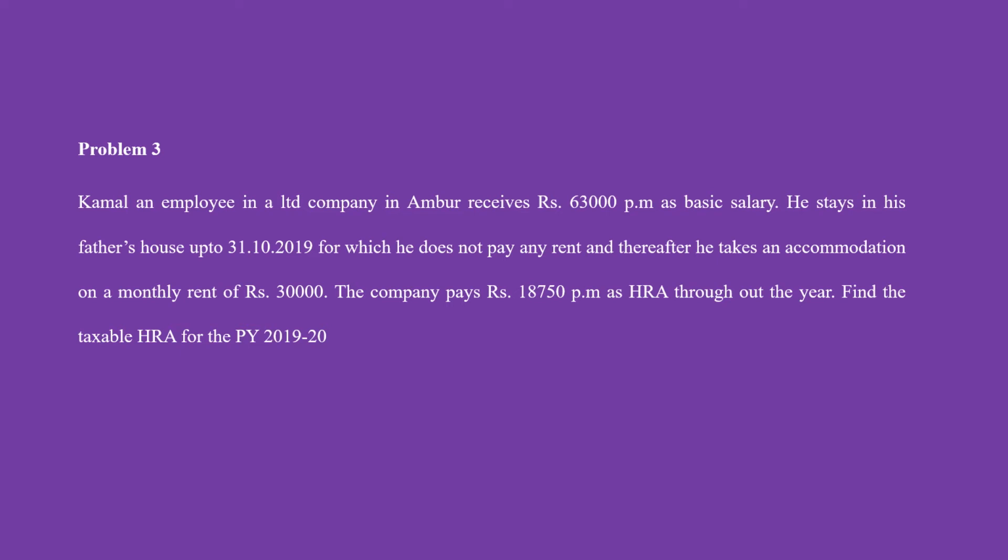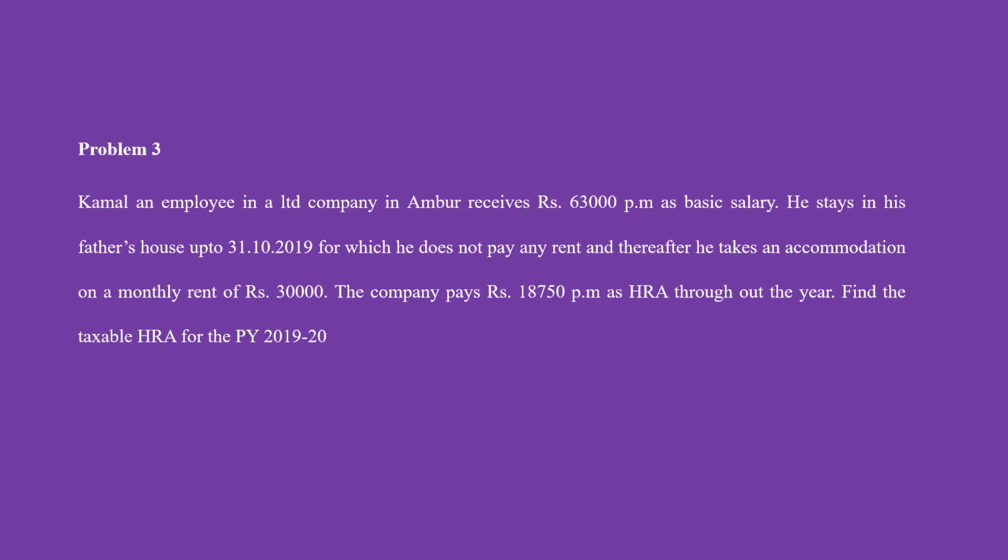Problem number 3. Kamal, an employee in a limited company in Ambur, receives rupees 63,000 per annum as basic salary. He stays in his father's house up to 31/10/2019, for which he does not pay any rent. And thereafter, he takes an accommodation on a monthly rent of rupees 30,000. The company pays rupees 18,750 per annum as HRA throughout the year. Find the taxable HRA for the previous year 2019-20. So from this sum, what do we learn?